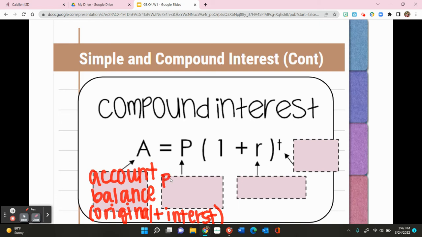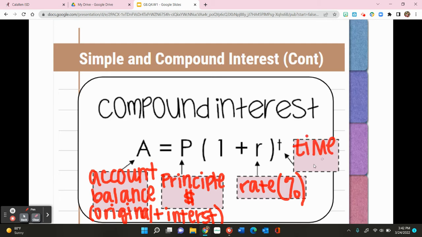Again, P stands for your principal amount, and your principal amount is your money. R stands for your rate, and again, this is in the form of a percent. And then T is time, and it is in years. Notice how this is to the power of T. You're not multiplying it by T, you're putting this to the power of T. So you need to make sure that you use the caret button in your calculator.